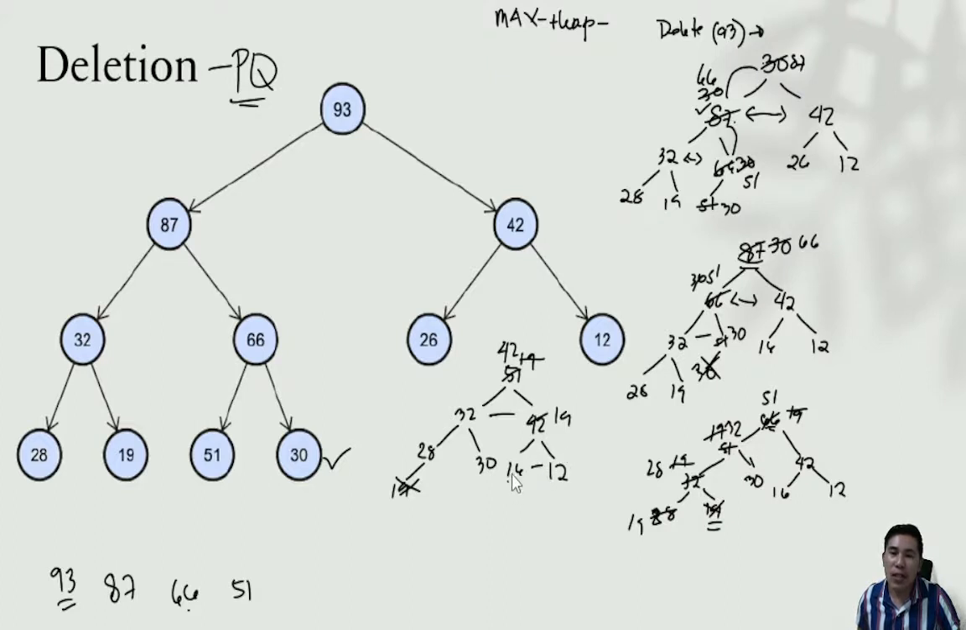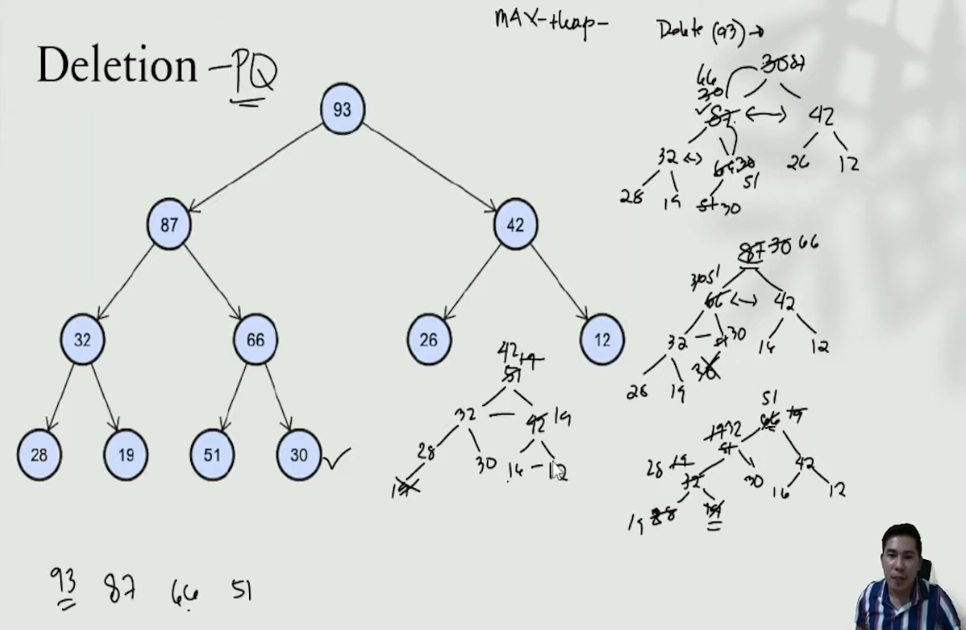You have 16. Therefore, there's no need to swap, because it's already in order. So that is the percolation down.